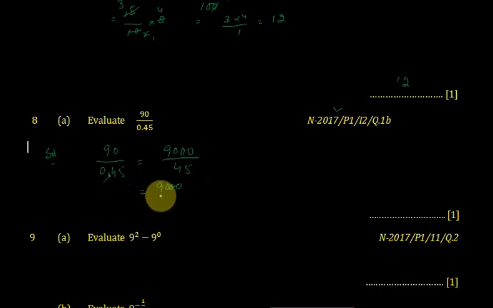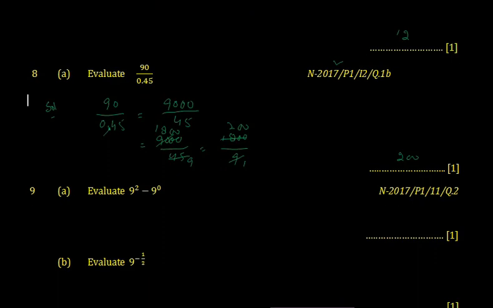9,000 divided by 45. We can cut by 5. 5 1s are 5. 4 comes here. 5 8s are 40. And then 20. And 5 9s are 45. So it becomes 1800 divided by 9. And further we can solve. 9 1s are 9. 9 2s are 18. Then 0 0. So 200 is the answer of this fraction.